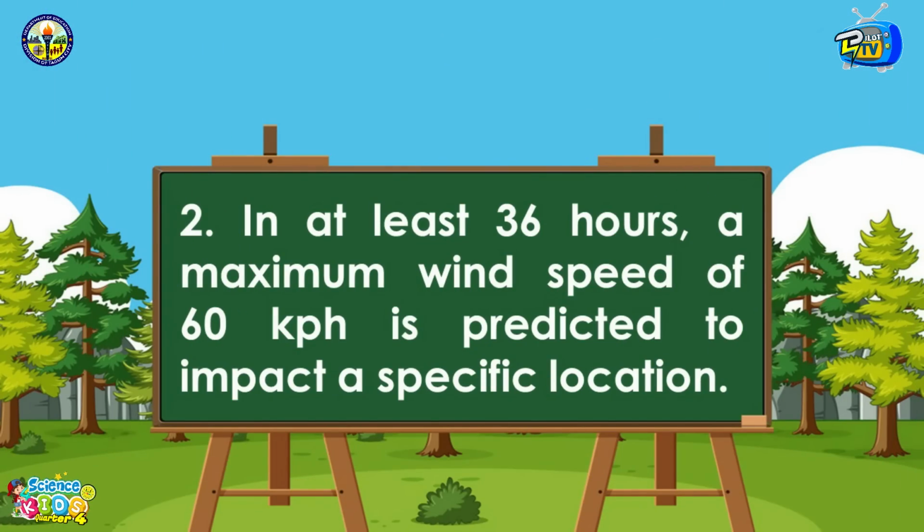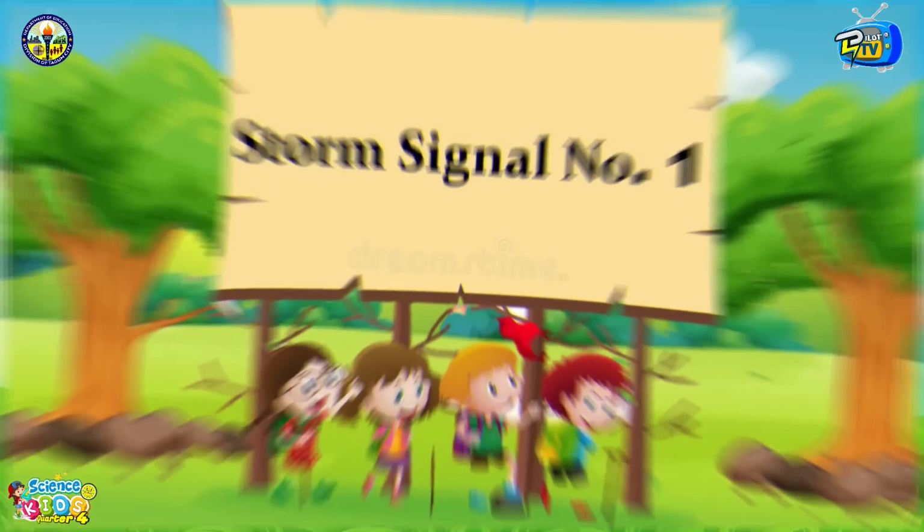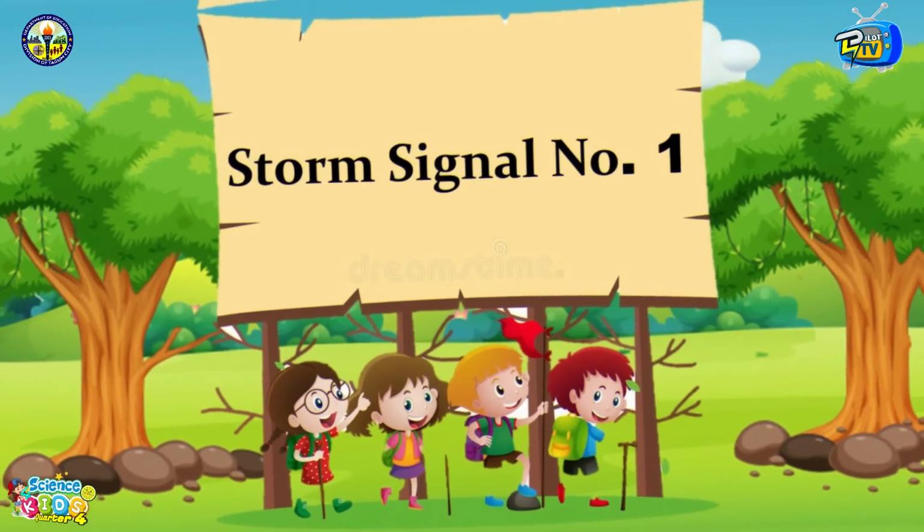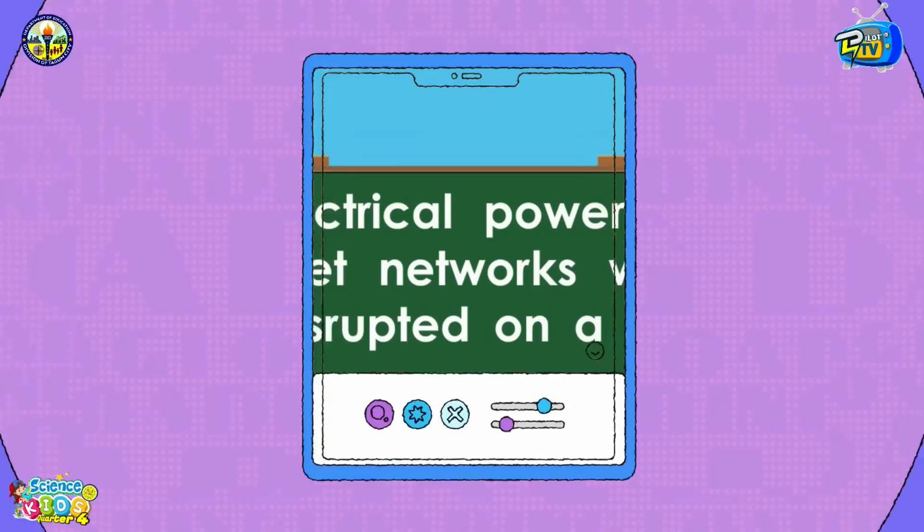Number 2. In at least 36 hours, a maximum wind speed of 60 km per hour is predicted to impact a specific location. What is your answer? Awesome! The correct answer is storm signal number 1.